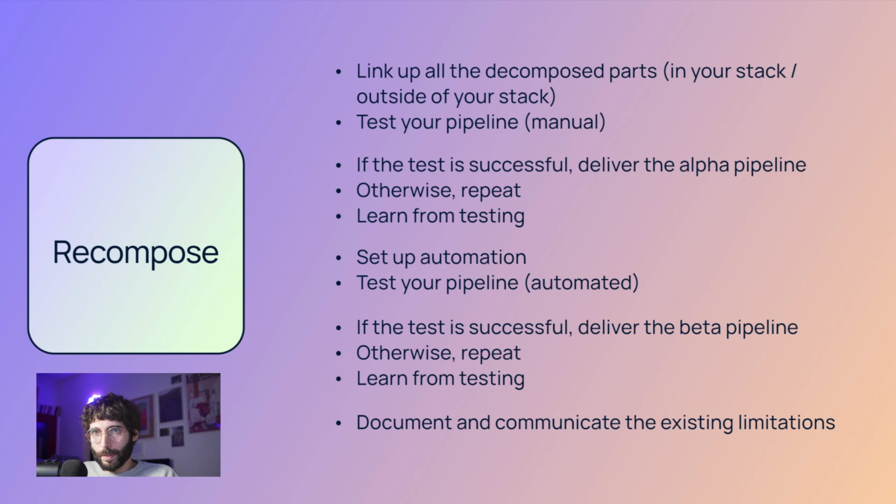Otherwise, I repeat the steps where it's going wrong, and I learn from testing what's going well and what's going not so well. All throughout this, I love to document and communicate the existing limitations. Because first of all, it's very useful to me. Because maybe I'm developing 3, 4, 5 different things at the same time. And if I have to shelve a project for a couple days or a couple weeks and then go back to it, at least I know from the documentation where I left it.